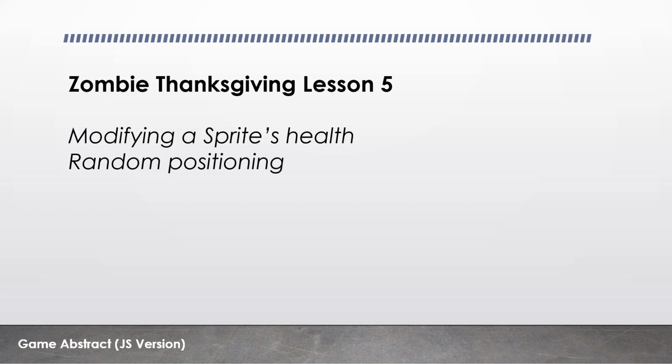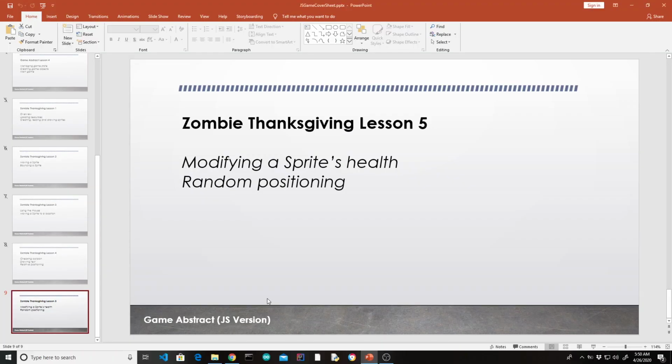In this lesson, we're going to see how we can reduce the turkey's health every time the zombie collides with a turkey. And then we're going to notice we have to move the turkey around after it's been eaten by the zombie, or there's going to be an awkward glitch in how we reduce the turkey's health. So let's get to it.